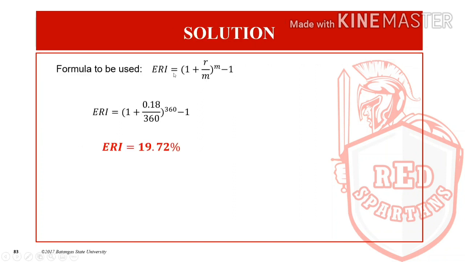So, for the solution, this is our formula: ERI is equal to 1 plus R over M raised to M minus 1. Then, we just substitute: 0.18 over 360 raised to 360 minus 1. Then, the effective rate of interest is equal to 19.72%, or letter D.